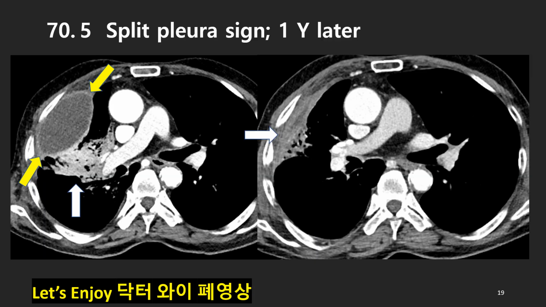This left side axial contrast enhanced CT shows what split pleural sign is. The 2 yellow arrows show us split visceral and parietal pleura. That is split pleural sign. That means the fluid is in pleural location, not in lung location. The white arrow indicates the right middle lobe pneumonia. On your right side, 1 year later, we see the resolution of pleural empyema, but see the residual fibrosis of right middle lobe.